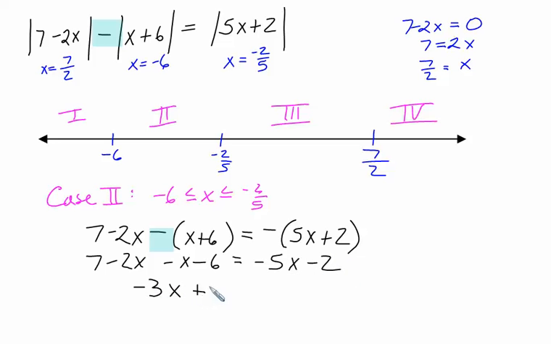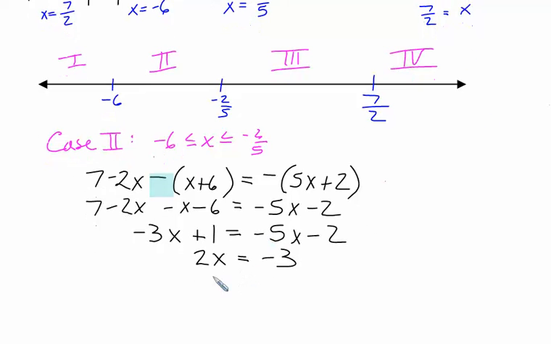So we get negative 3x plus 1 is equal to a negative 5x minus 2. We'll bring the x's over to the left. We'll bring the numbers over to the right. And we shall divide by 2 to finish this off. We get x is equal to negative 3 halves.